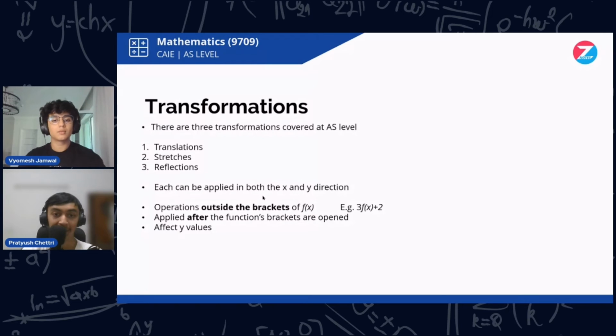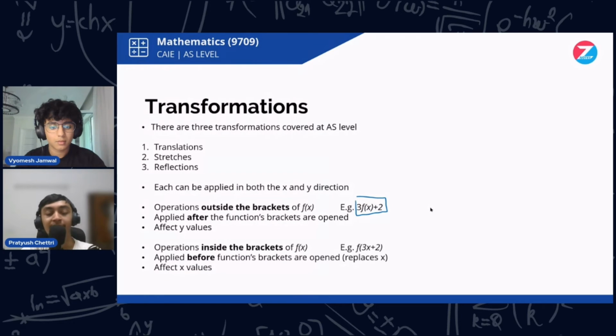Operations outside the brackets of f of x, e.g. this 3f of x plus 2, will actually affect its y values. And they're applied after the function brackets are opened. You can treat the function brackets as a bracket in your order of operations. And operations inside the brackets, such as this f of 3x plus 2, are applied before it's opened, and it affects the x values.